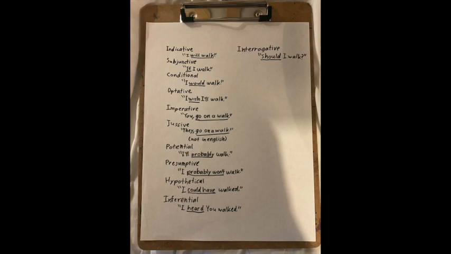Potential is if it has a lot of possibility that it will happen. Presumptive is if it has a lot of probability that it won't happen. Hypothetical is if it could have happened, but it didn't. Inferential is if you didn't see the action firsthand. And interrogative is if you're asking a question.